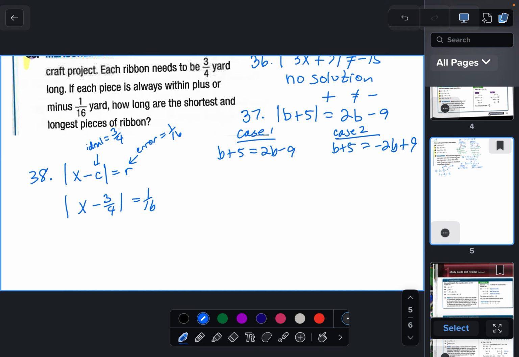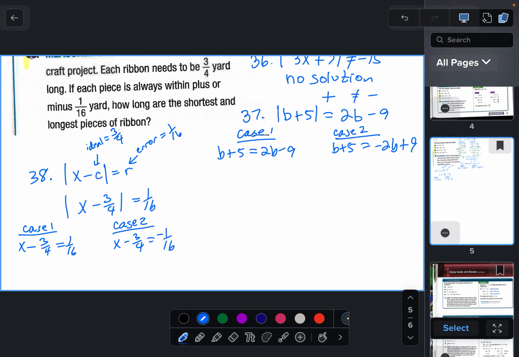Can somebody tell me what's our first case? What's our first case? Yes, Lily. X minus 3/4. Yep, just drop away those absolute values. Can somebody share with me what the second case is? What's our second case? Yes, what's our second case? X minus 3/4 equals negative 1/16. You got it. Just take that 1/16 to make it a negative, and please then finish 38 for me.